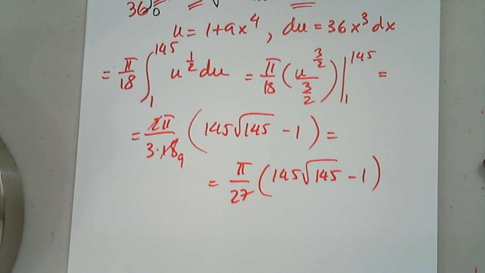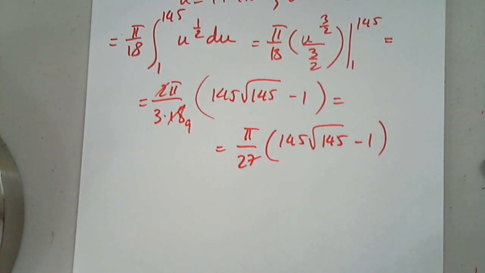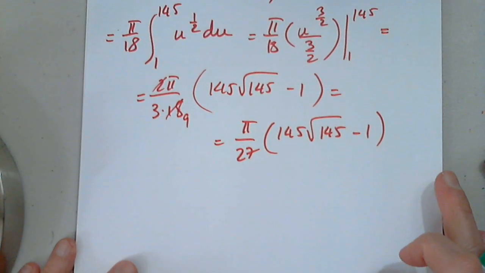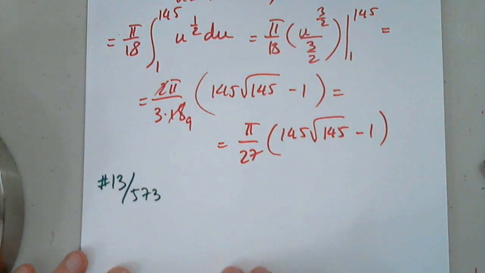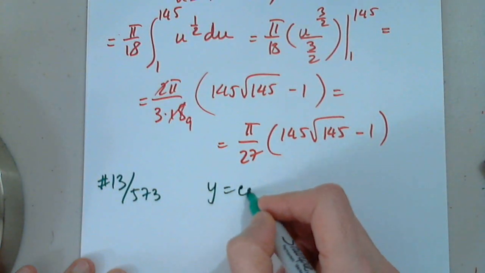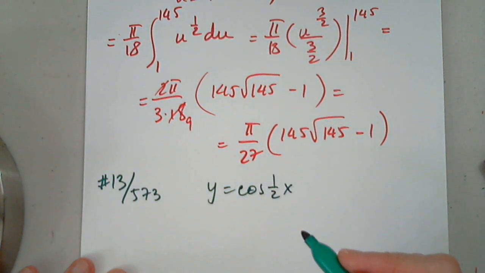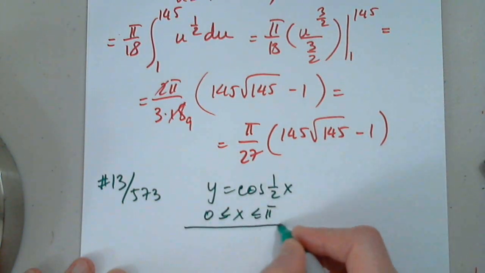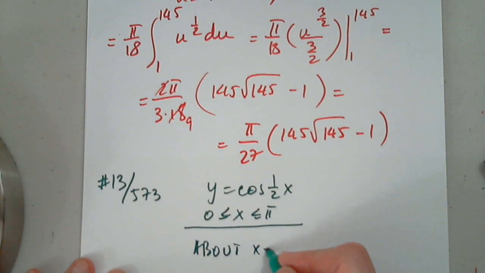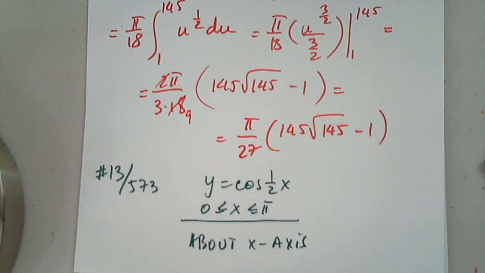Good. Let's choose the next problem. And I think we should look at 13. Yes. Okay. So 13 is on the same page, 573. We're given y equals cosine 1/2 x. We are given x between 0 and pi. And again, about the x-axis. Okay, fine.